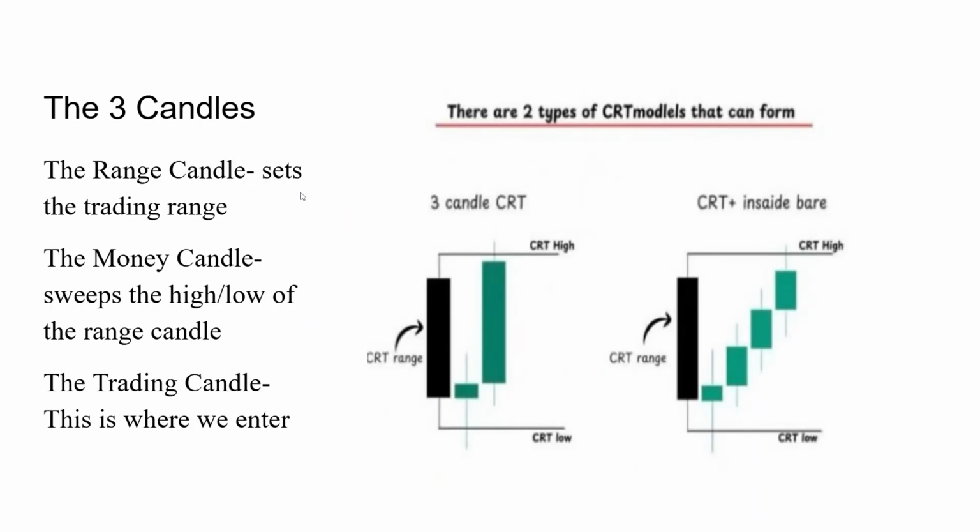Now, these are the 3 candles that we use for our definitions. The first one being the range candle that sets the range. The size of it does not matter. The second one being the money candle, that is a non-negotiable. It must follow the range candle. Okay, if there is no money candle, once again, that follows the range, there's no trade there. I need you to stick to that rule. And lastly, this is our trading candle where we enter.